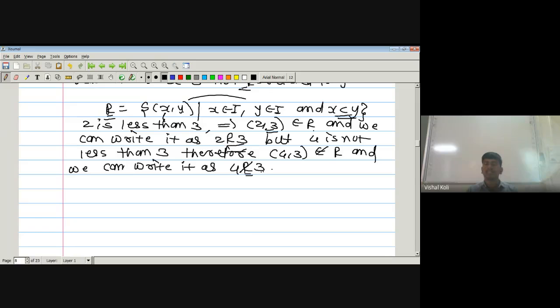Since 4 is not less than 3, 4 is greater than 3. But here we have to take all the ordered pairs x, y such that x is less than y. But 4 is not less than 3. Therefore, these elements are not related under the given relation R. So we can write 4 is not R related to 3. Okay, so this is nothing but the relation.